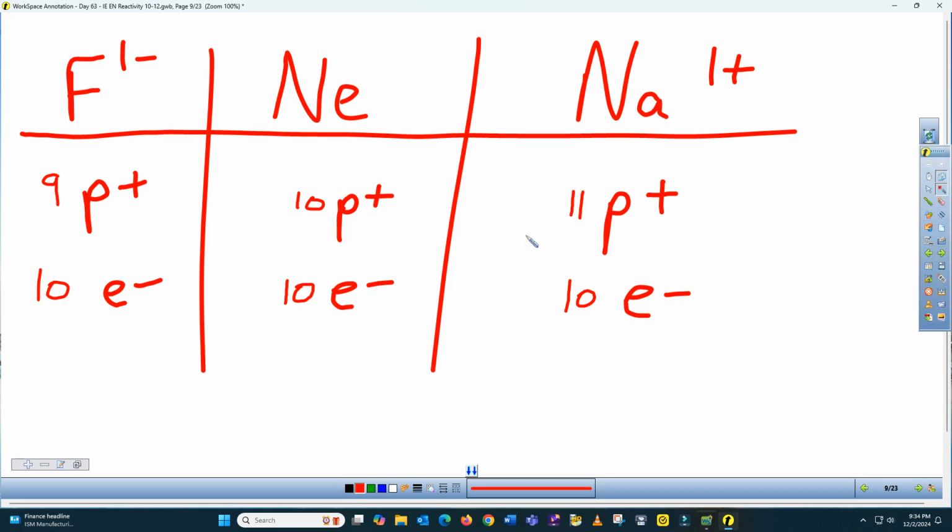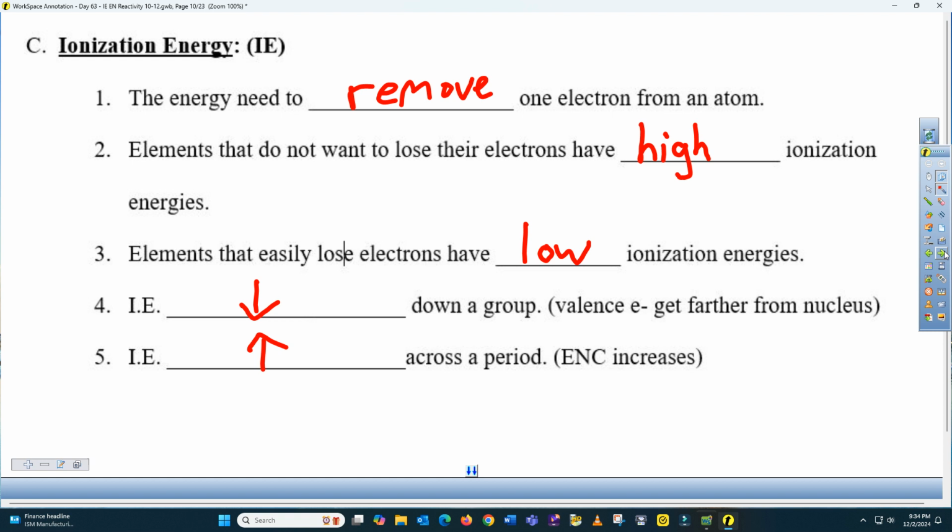So that's the way you tackle these types of problems. They all have the same number of electrons, so the more protons pulling in those electrons, the closer those electrons will be pulled, and the smaller the atom is going to be.